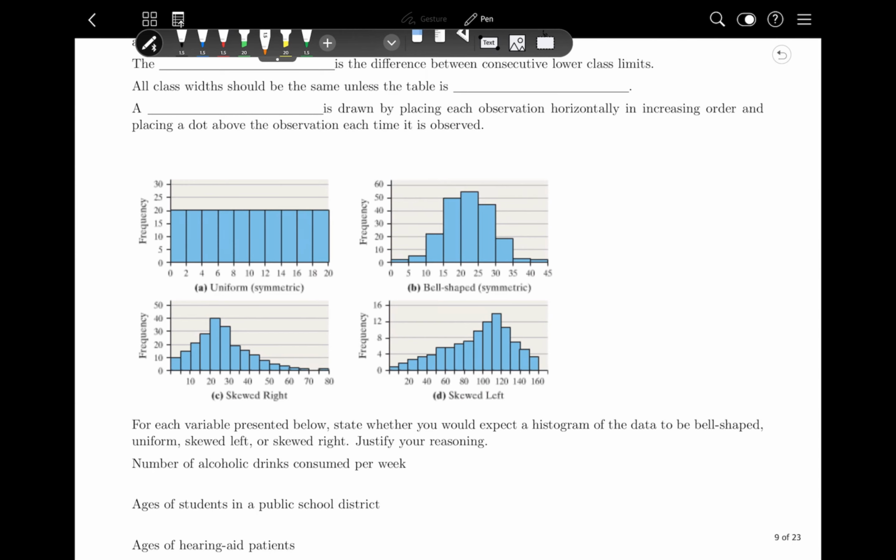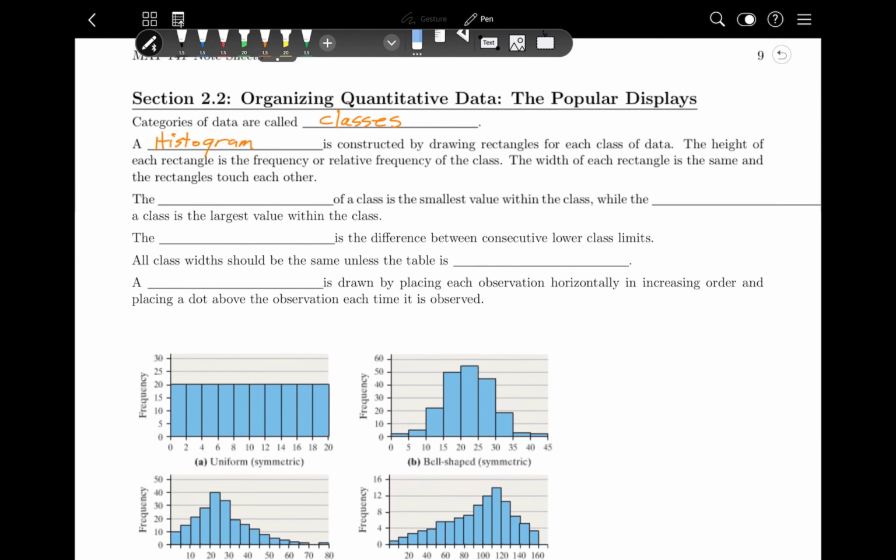Notice we have different groupings. Each rectangle is the same width, and they run into each other, except when a class does not have any frequency, like down here. In this example, there's no bar there, and that just means that that class has a frequency of 0. So whatever this data is, from 70 to 75, there is no data.